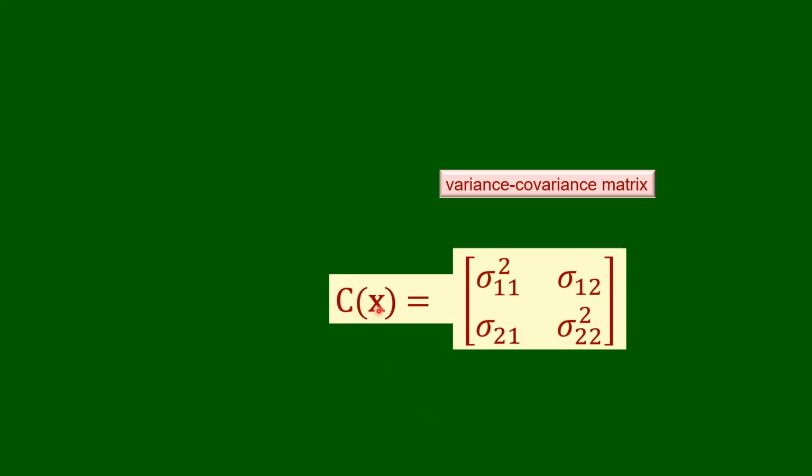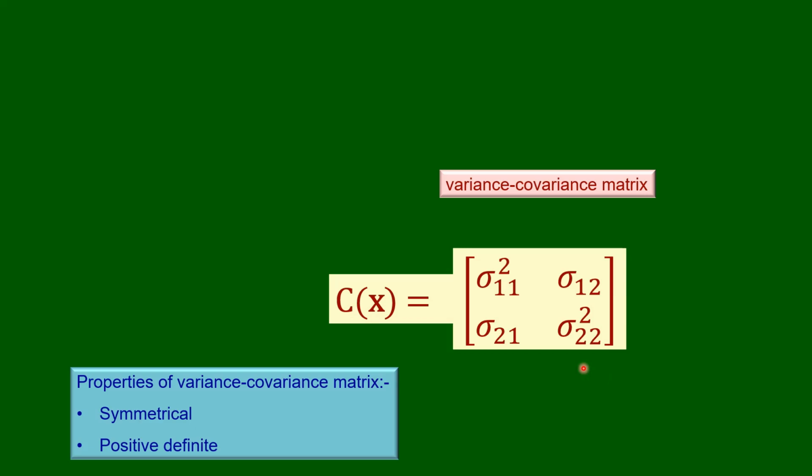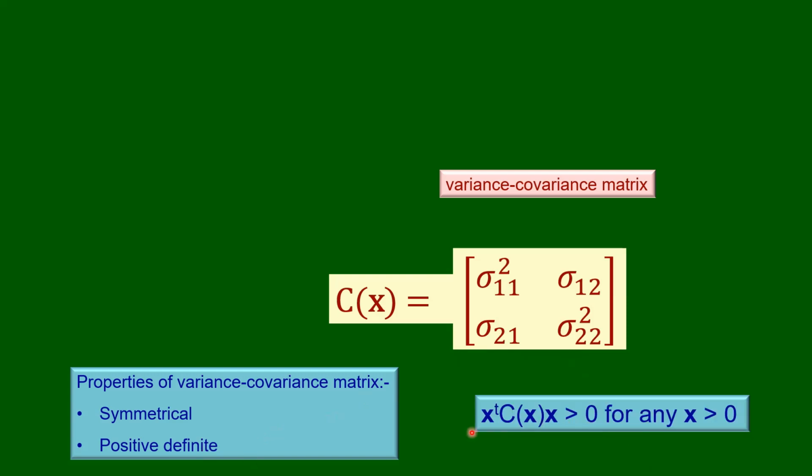If x has two elements, this is a 2 by 2 matrix. If x has three elements, it's a 3 by 3 matrix, etc. It's always symmetrical. It's always positive definite. And that means for any vector x, this product x^T C[x] x is always greater than naught if the vector x has any element that's greater than 0. This ensures that probabilities are never infinite. It ensures that they're never negative.